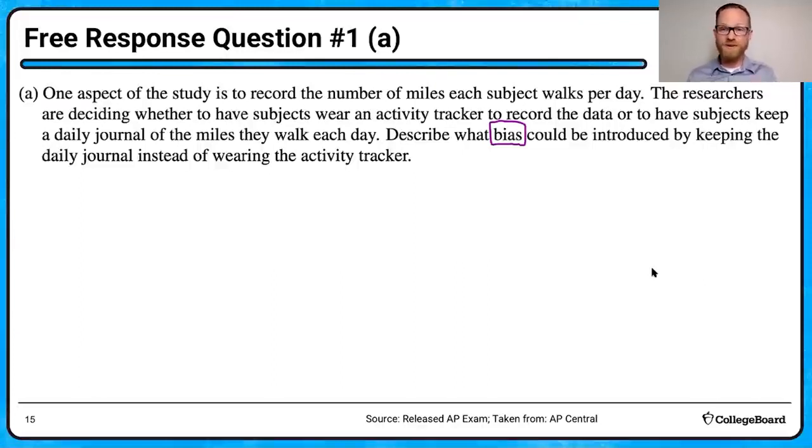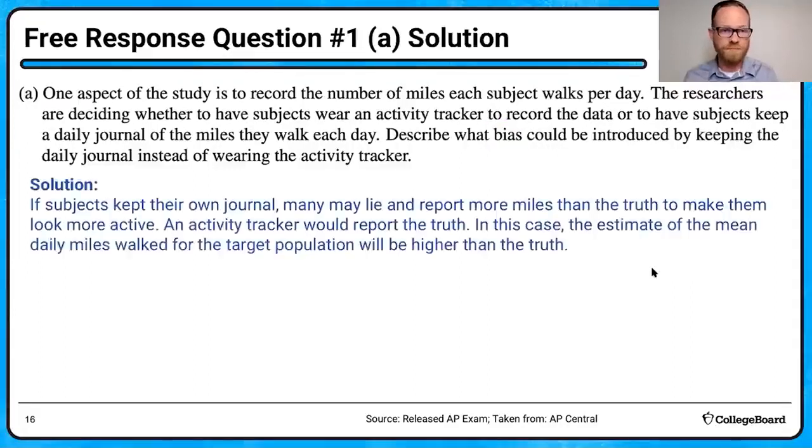There are definitely a couple directions that you could take this answer. More important than what you decide is the problem with the daily journal is your explanation as to why that is a problem. So I'm going to present to you one potential model solution here. It says, if subjects kept their own journal, many may lie and report more miles than the truth to make them look more active. An activity tracker would report the truth.